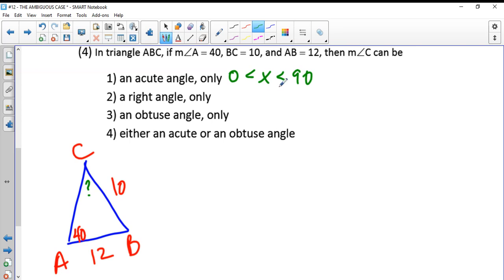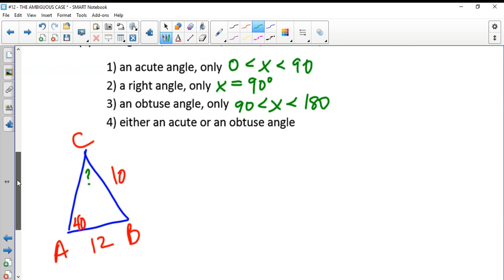A right angle, right? And that's why there's no equal to here. That would be if your angle was exactly 90 degrees. Obtuse are angles that are measured in between 90 and 180. And then finally, either an acute or obtuse. So it could be either one of those two possibilities. So as far as calculating it, it's still done the same way. 2 possible angle measures that we're going to come up with.